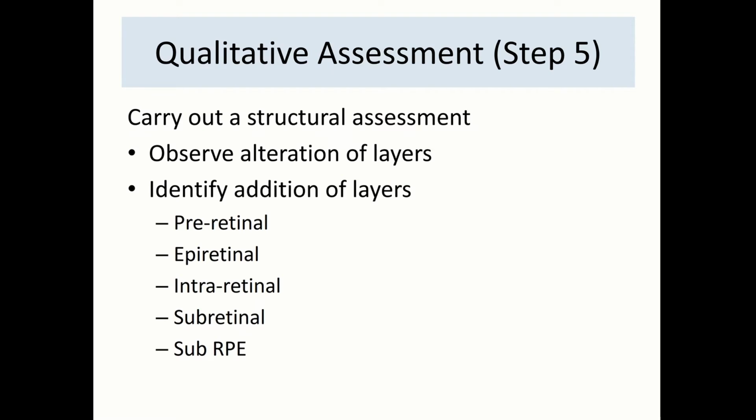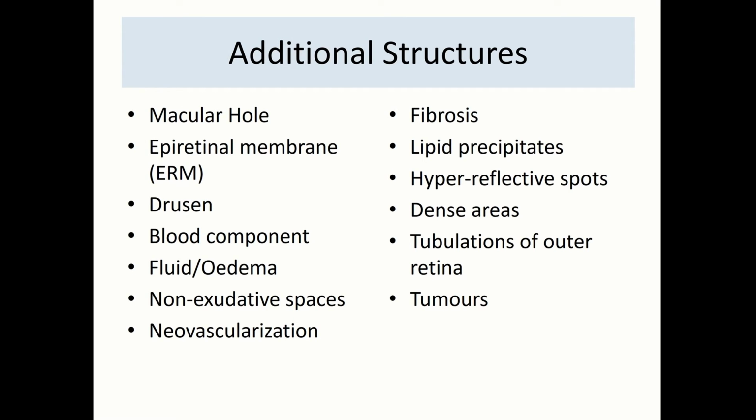because in order to give a report of OCT, you need to tell the structure of the fovea. Then step number 5 of qualitative assessment is that you carry out a structural assessment to observe the alteration of layers, and you identify addition of layers in the pre-retinal, epiretinal, intraretinal, subretinal, and sub-RPE space. So additional structures which you can see are a macular hole, epiretinal membrane, drusen, blood component, fluid or edema, non-exudative spaces, neovascularization, fibrosis, lipid precipitates, hyperreflective spots, dense areas, tubulations of the outer retina, and tumors.